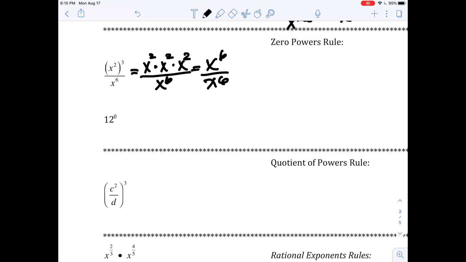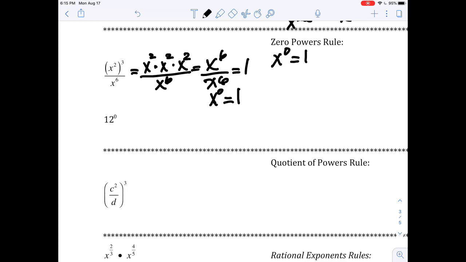So now we have x to the 6 over x to the 6, which if you have the same number or expression over itself is 1. Now if we go back and use our subtraction rule, we would see that x to the 6 over x to the 6 is really x to the 0, because if you take 6, subtract 6, you get 0. And so by definition, x to the 0 is 1. Any expression raised to the 0 power is 1.